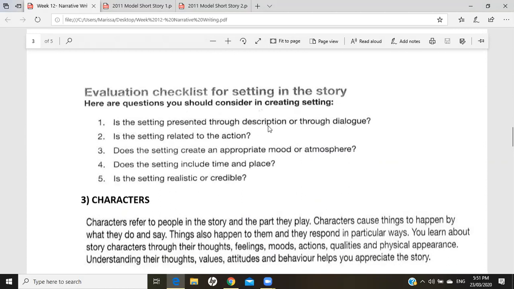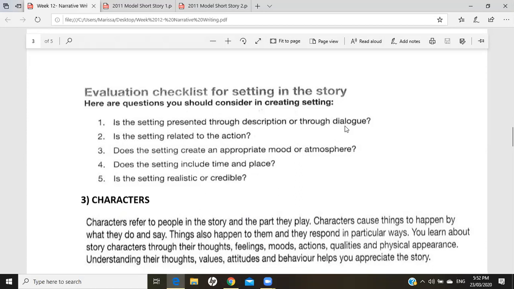Sometimes we could present our setting through description. Description has to do with our senses, our sensory imagery. So when we looked at what you see, what you hear, what you smell, what you taste, what you touch, maybe you could present your setting through a description where you just describe things using your five different senses.